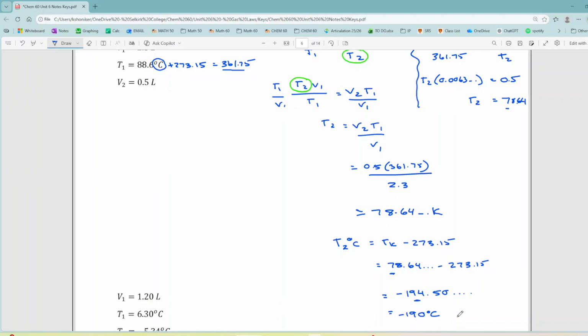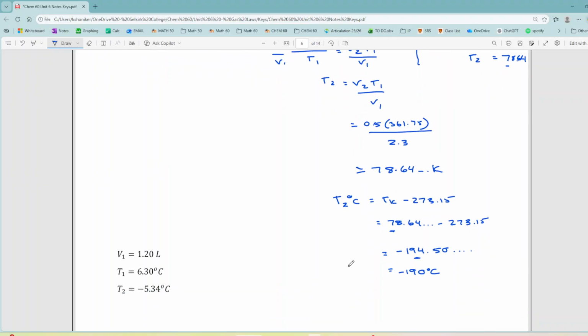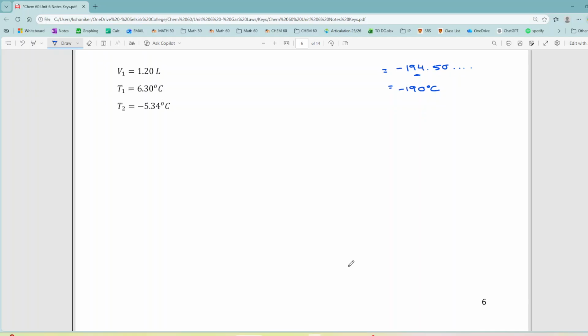Okay, let's look at the next question. In this next question, they are giving me V1, T1, and T2, so they're asking me to solve for V2. So again, I'm going to use V1 over T1 is equal to V2 over T2. And if you want to, you could then solve for that V2. Now it's a lot easier for this one because you're just going to multiply both sides by T2. So that you end up with V2 is equal to V1 T2 over T1. I feel like I'm speaking another language.